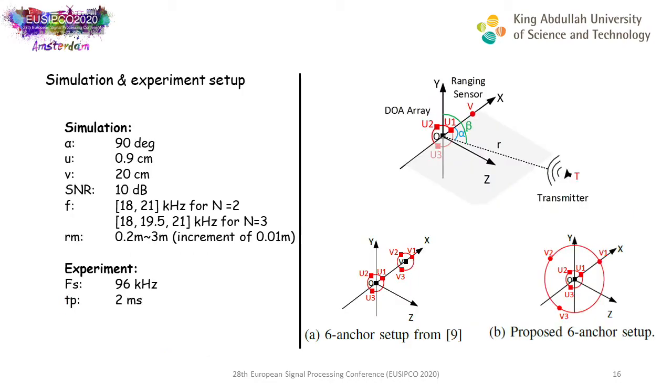In simulation, we compare the proposed 4-anchor setup with 2 other setups. The parameters are shown on the left. In simulation, the parameters are not changing a lot. In the experiment, the sampling frequency is chosen as 96 kHz. Tp is 2 milliseconds, N is 3.